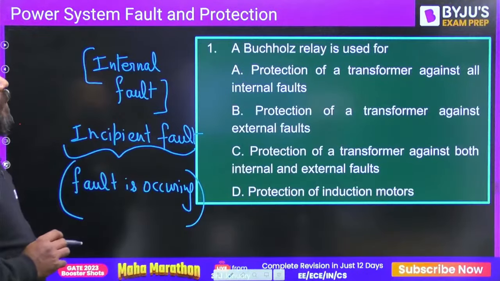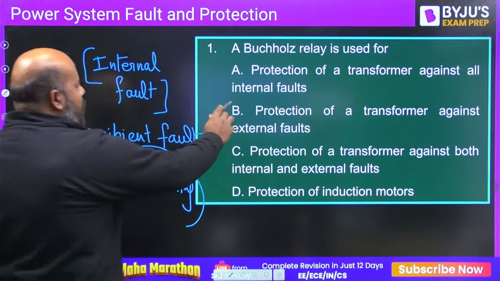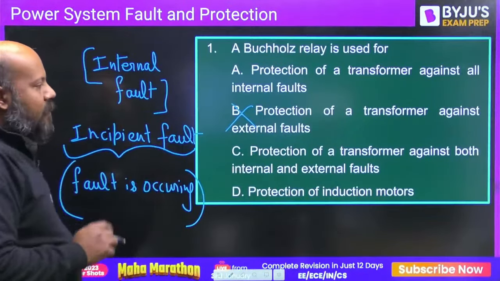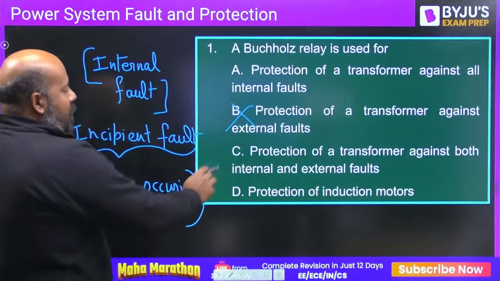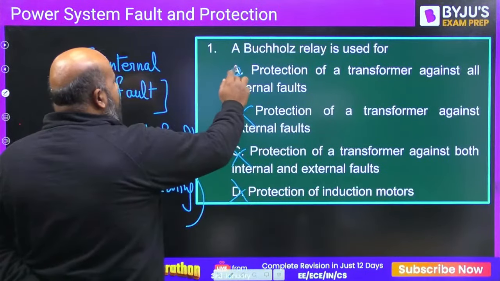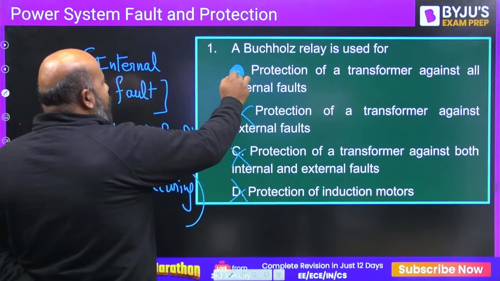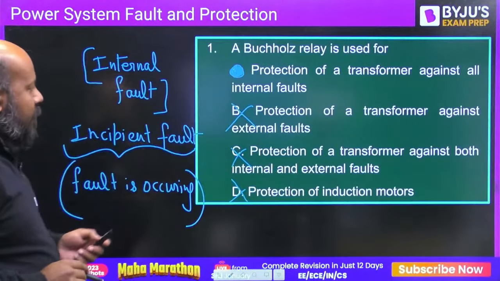Protection of a transformer against all internal faults. Protection of a transformer against external faults. So, this is wrong. Protection of a transformer against both internal and external faults. This is wrong. This is wrong. So, what is the correct answer? This. Let us see the next question.